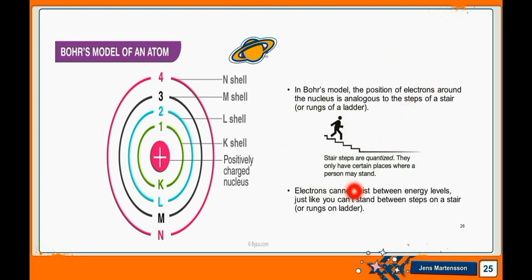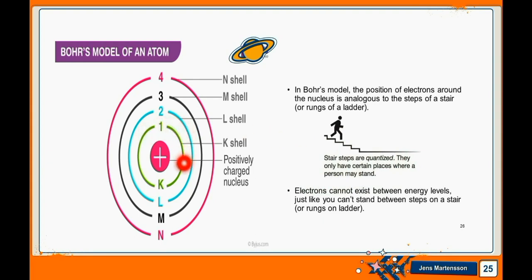Okay, here this is for your understanding, that in the Bohr model the position of electrons around the nucleus is analogous to the steps of the stairs. Okay, these are the steps. So this is the K shell, then comes L, M, N. Okay, like this the stairs go on. Now stair steps are quantized. They only have certain places where a person may stand.